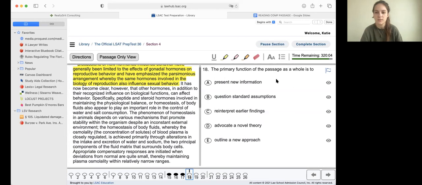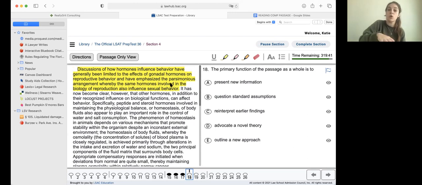B, question standard assumptions. So this would be more persuasive, and this isn't a persuasive passage, because this is implying that the author, in bringing forward the information about the peptide and steroid hormones and how they affect behavior, is going against current assumptions. And it's not. It does give us some prior information, but this information doesn't go against the new information presented. It's just saying before we only had research about gonadal hormones and reproductive behavior, but now we have new information that talks about more behaviors impacted. So that's why B is not it.